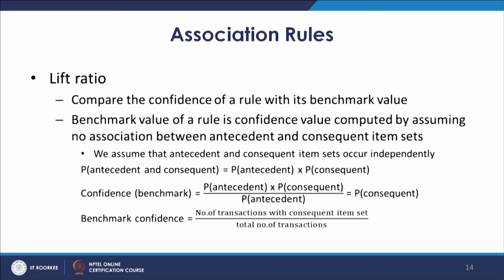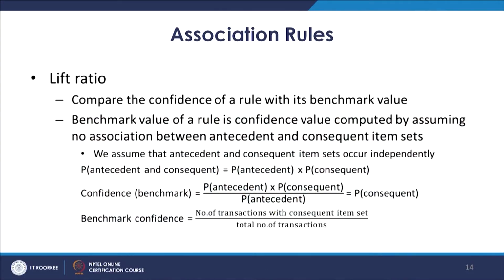What this means is that the probability of occurrence of antecedent and consequent item sets can be rewritten as the probability of the antecedent item set occurring multiplied by the probability of occurrence of the consequent item set. This is just like the independent events probability. When two events are considered to be independent, their joint probability can be computed by multiplying the probabilities of the individual events occurring. In this fashion the benchmark confidence value can be rewritten. You can see the numerator changes to the probability of antecedent multiplied by the probability of consequent, divided by the probability of antecedent. So, it will result in the probability of consequent. The benchmark confidence value essentially becomes the probability of occurrence of the consequent item sets.